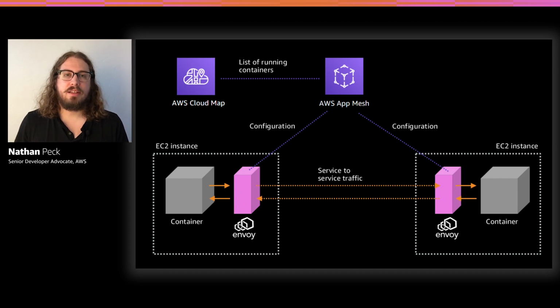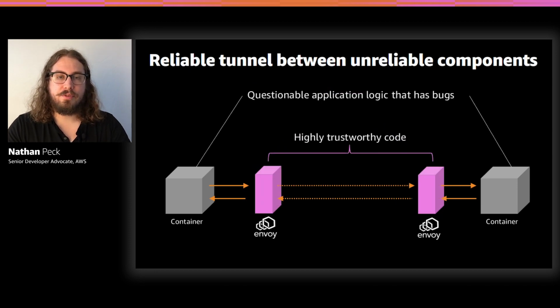Well, an interesting thing happens when you have this Envoy sidecar there to route all of your traffic through. And that's that it gives you this reliable tunnel between unreliable components. And let me explain what I mean by that. So generally when you're writing an application, there's bugs, there's issues, there's things you've overlooked, which could cause your application to crash or to fail in unexpected ways. However, Envoy is this industry standard tool for routing traffic, and we know that it's highly trustworthy.